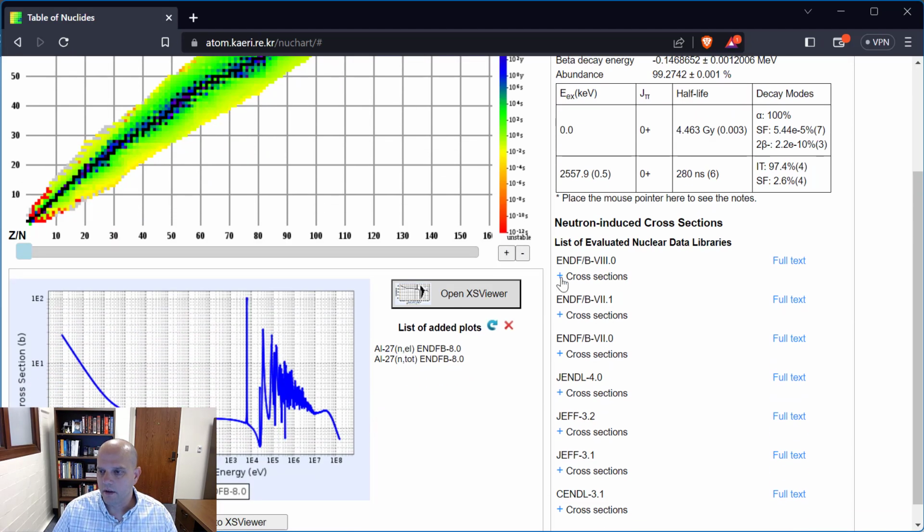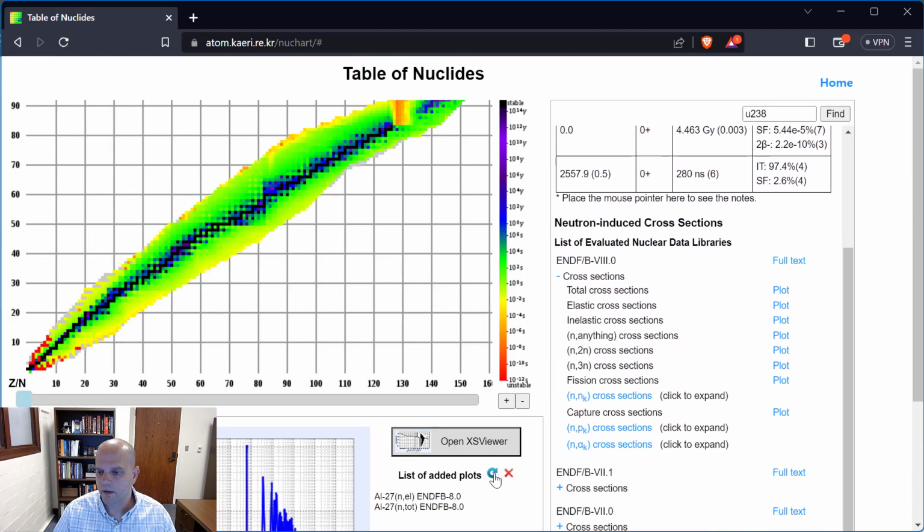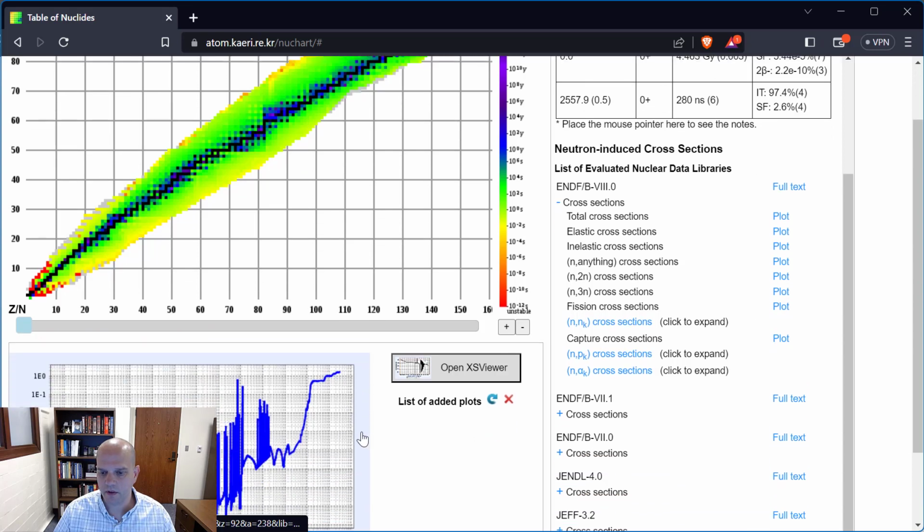And let's come down here and look up, let's clear these plots first of all. Let's look up the fission cross-section. So here's the fission cross-section for U-238. That's what it looks like. Again, I got that 1 over V range. I got this resonance region.